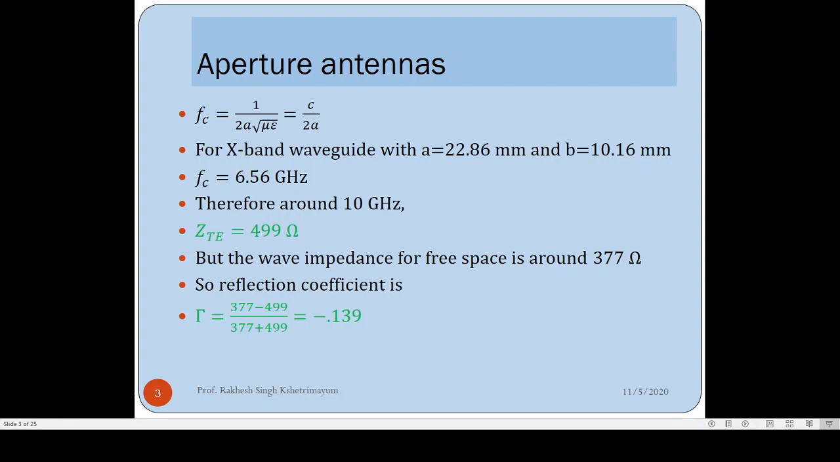So signal will get reflected at the boundary where you have the open-ended waveguide. But we don't want any kind of reflection. An antenna, to radiate efficiently, should radiate all the signal without any reflection. So how can we achieve that?